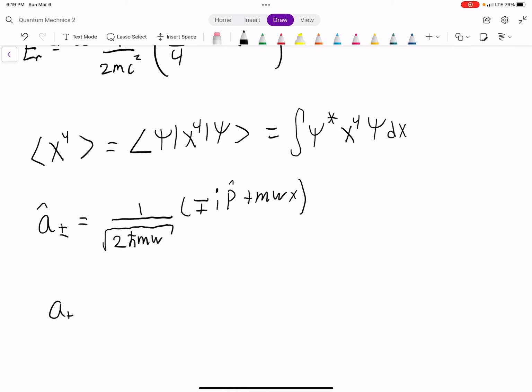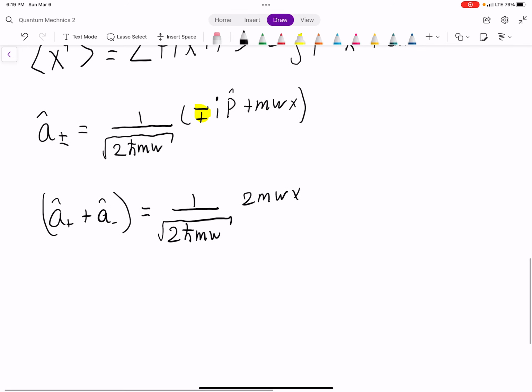So this is the raising or lowering depending on how we want to do it. If we do a raising operator plus a lowering operator and add these together, your momentums will drop because the sign changes here. You'll have a minus and a plus, and that'll go away. But the x is always positive. So this is equal to 1 over 2 h bar m omega. That's what they have in common. And then 2 m omega x. And then you can solve for x.